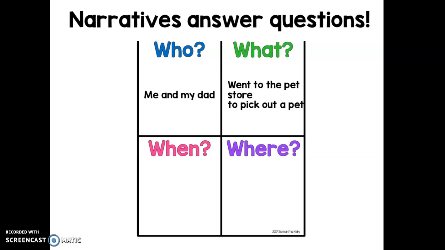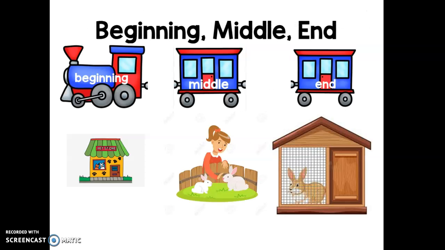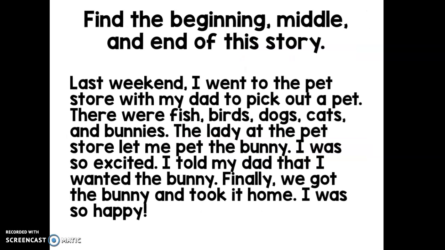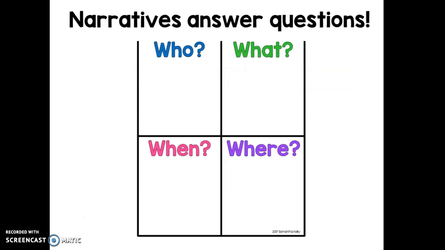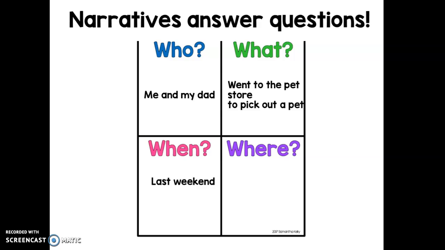Okay, our next question is when? When did this happen? This is kind of a tricky one. Let's look back and see if I answered that question. Okay, in my first sentence, I say last weekend I went to the pet store. So, when did this happen? Last weekend. And our last question is where? Where did we go? So y'all go ahead and say that out loud. Where did we go in my story? The pet store. Very good.